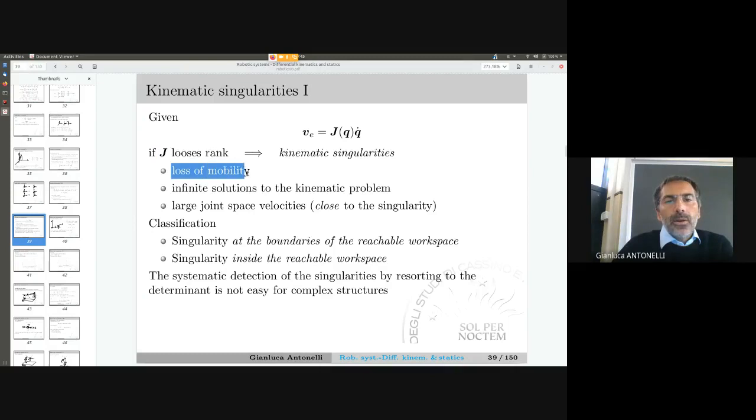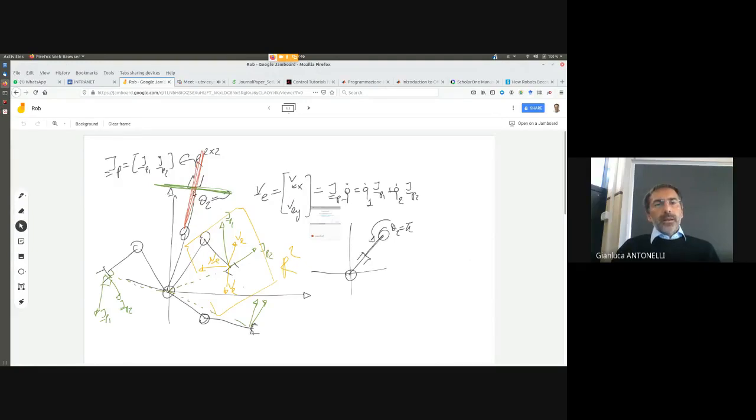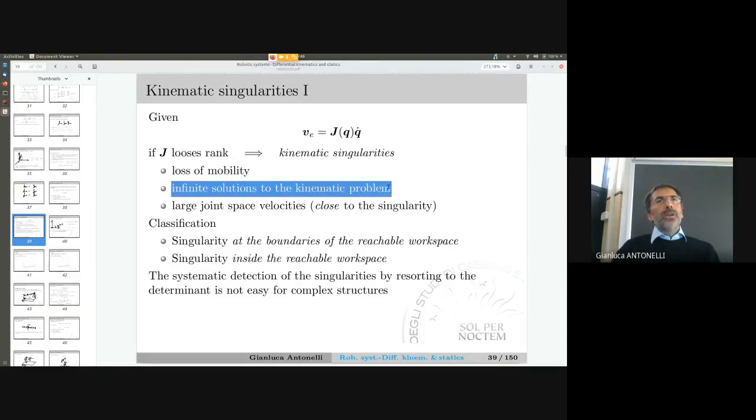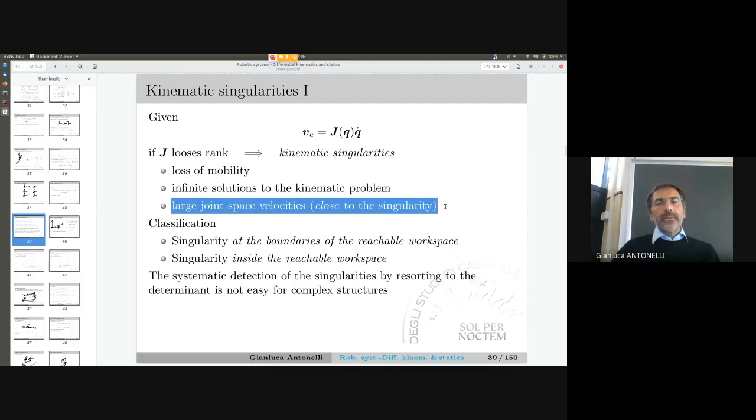The meaning of this mathematical aspect from the robotics aspect is huge. First, I notice a loss of mobility. A loss of mobility means exactly what we are seeing here. I can go in the green direction, but I cannot go in the red direction. So this is a loss of mobility. I can have an infinite number of solutions to the kinematic problem. We will see later on with the spherical wrist. And then the last bullet, you don't have now the instrument to understand it. We will see better later on.